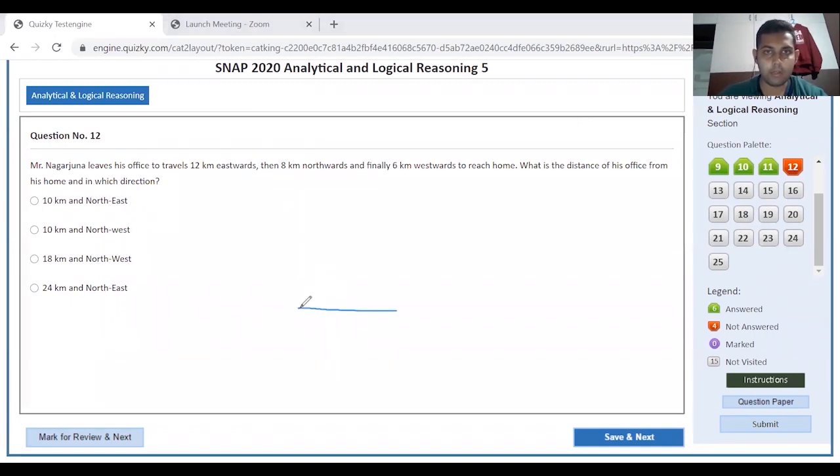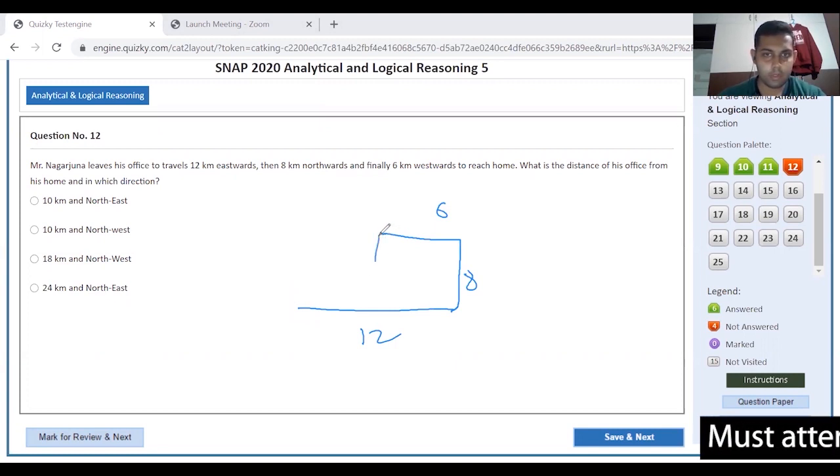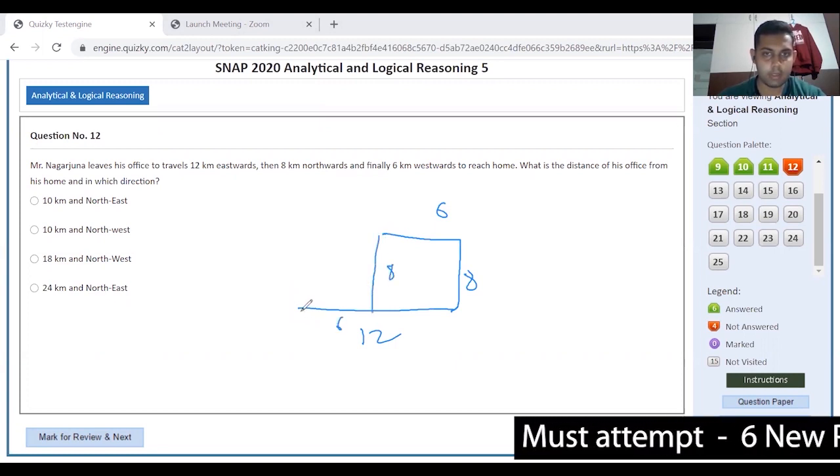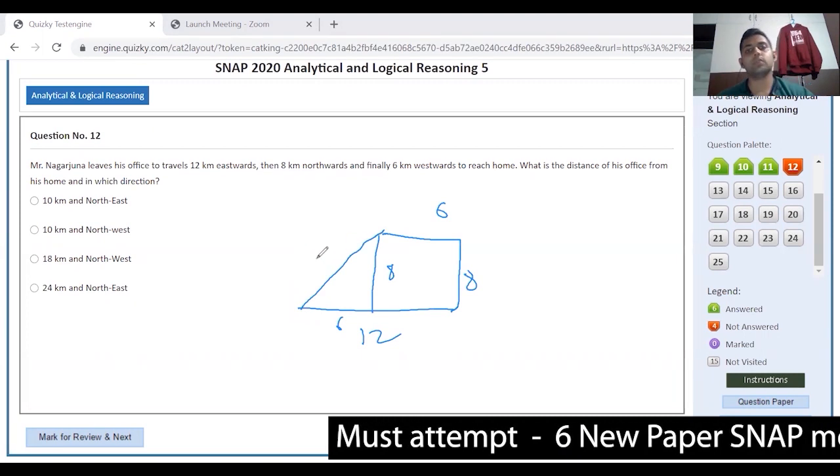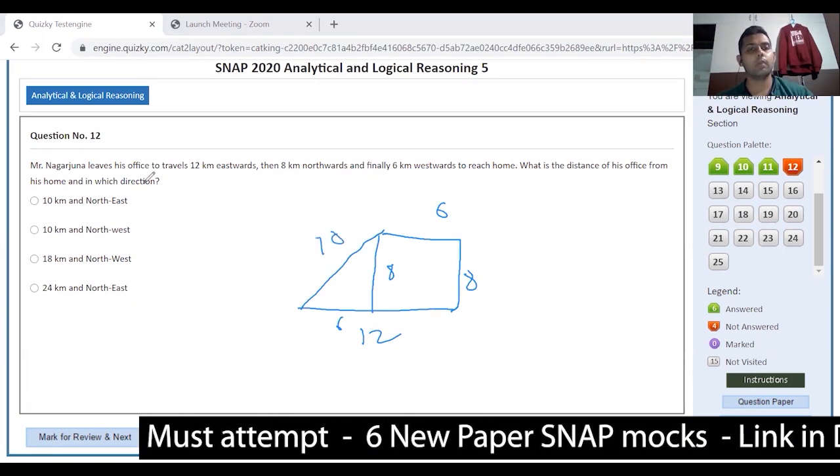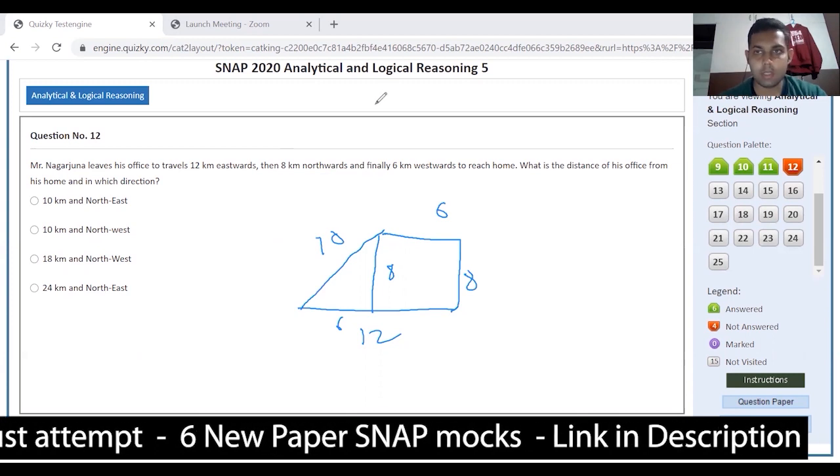Nagarjuna, 12 east, 8 north, 6 west. 12, 8, and 6. It's in the northeast. Or very simply, it is 8, 6, and obviously 6 square plus 8 square is equal to 10 square. So 10 kilometers northeast is our answer.